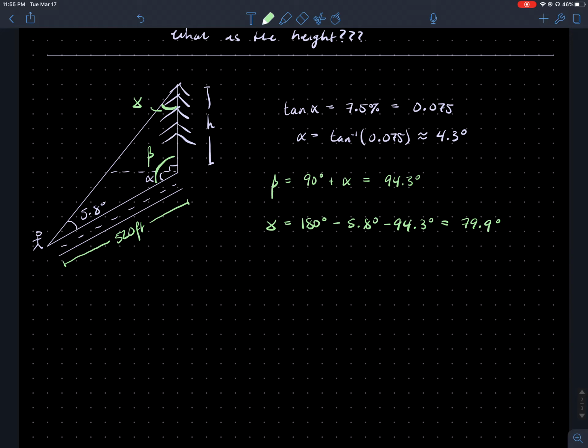Okay. So then what we can do is use law of sines because we want to know what this height is. So that means that we have this pair, this 5.8 degrees to this height, and we have this pair, this 520 feet to this gamma. Okay. So we can say, using law of sines, we have h over sine of 5.8 degrees is equal to 520 feet.